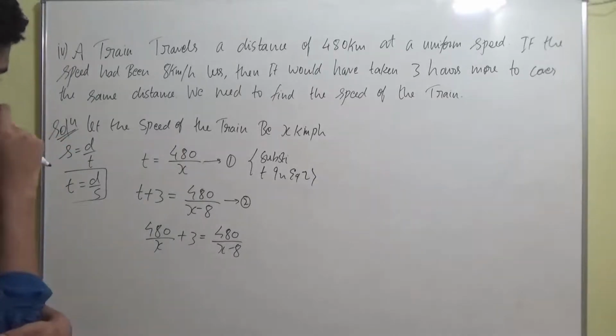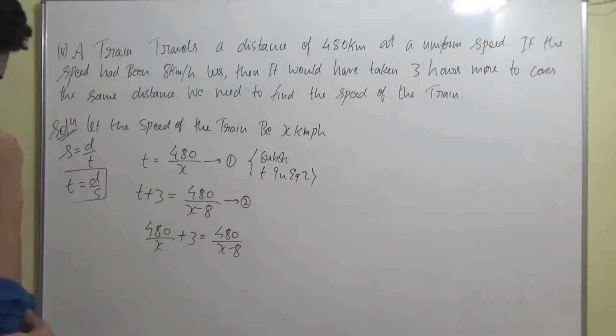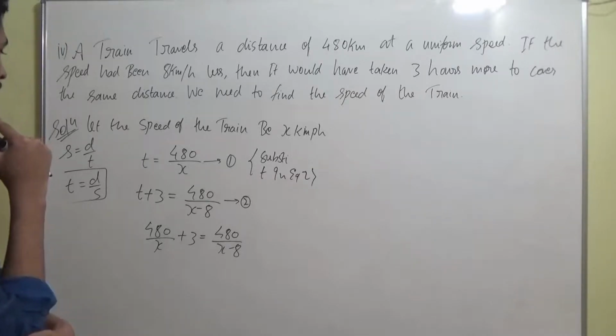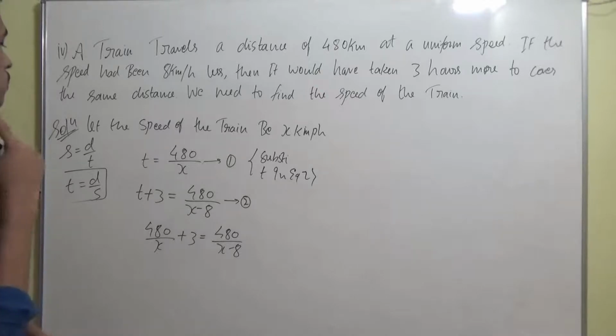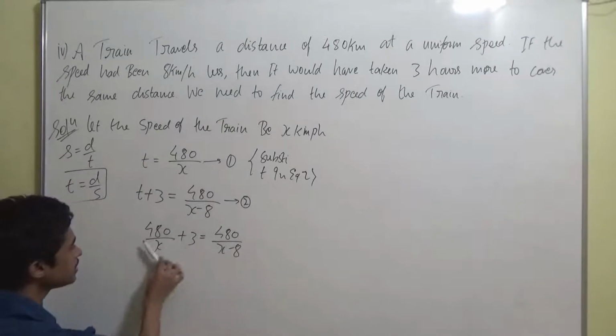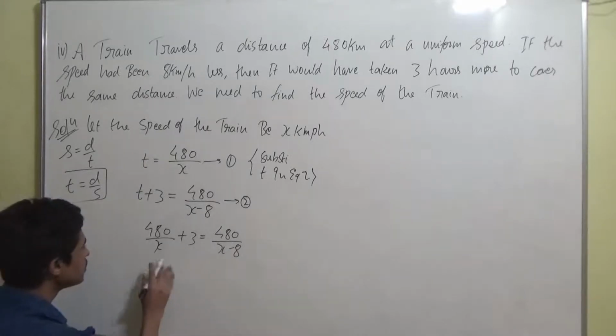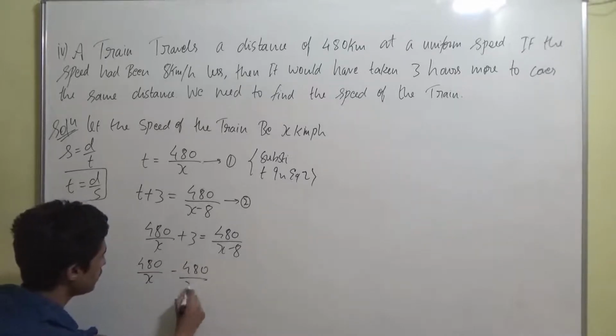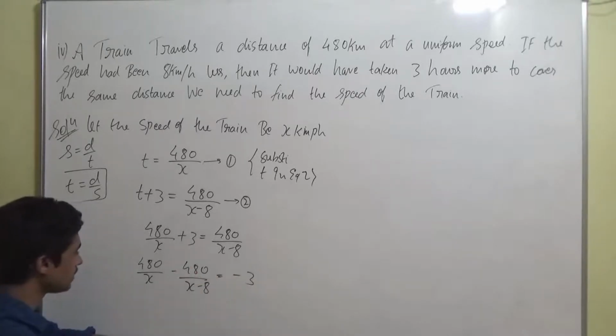There's nothing here. If variable is in the denominator, okay guys, we'll do one thing. We'll bring the x term to one side, and we'll take the constant term, that is 3, to the other side. It becomes 480 by x minus 480 by x minus 8 equal to minus 3. Getting it, guys? Just a minute, guys.